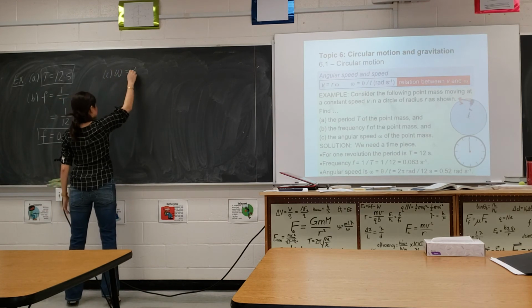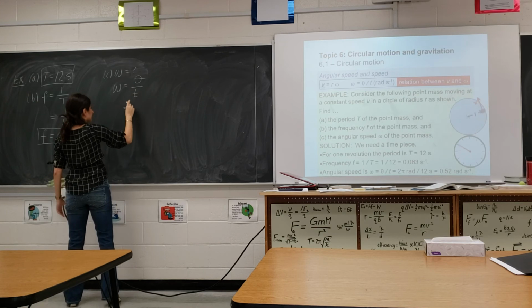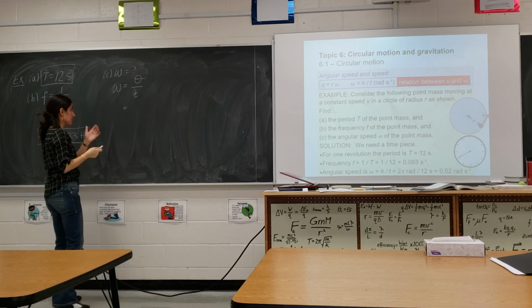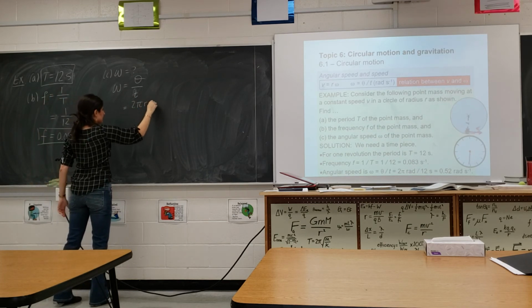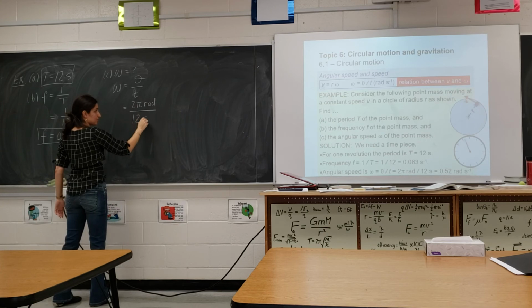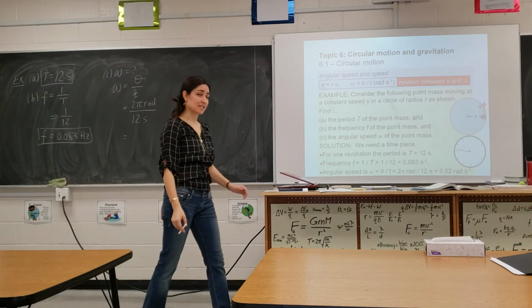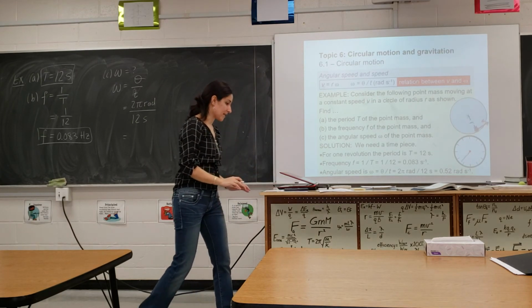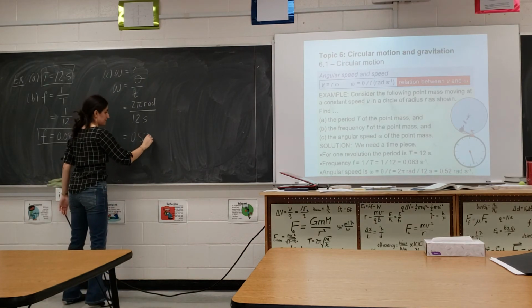So omega is what we were looking for. Omega is theta over t, right? We can leave it as t actually, because we don't know how much time is passing. 2 pi radians, and we know that took 12 seconds. So either you can say pi over 6 radians per second, or we can actually figure out what that is, and that comes out to be 0.52 radians per second.